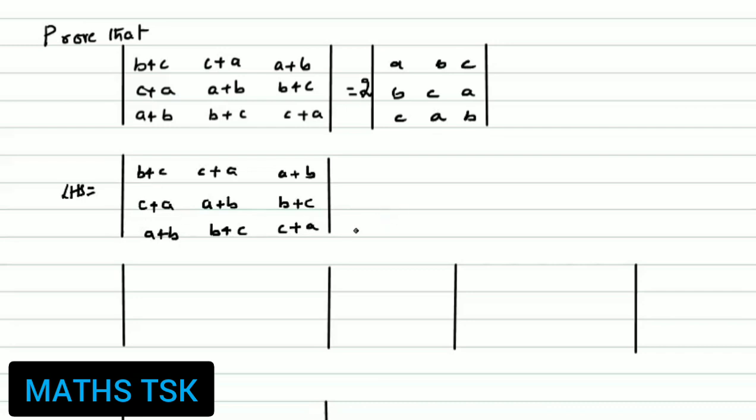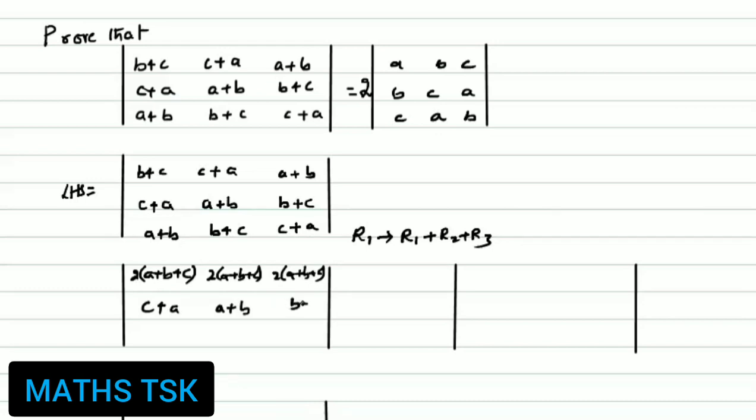What will we get? R1 tends to R1 plus R2 plus R3, so that the first row becomes the sum. We add all these rows, then we get 2 times (a plus b plus c), 2 times (a plus b plus c), and 2 times (a plus b plus c). The remaining rows are c plus a, a plus b, b plus c, and then a plus b, b plus c, c plus a.